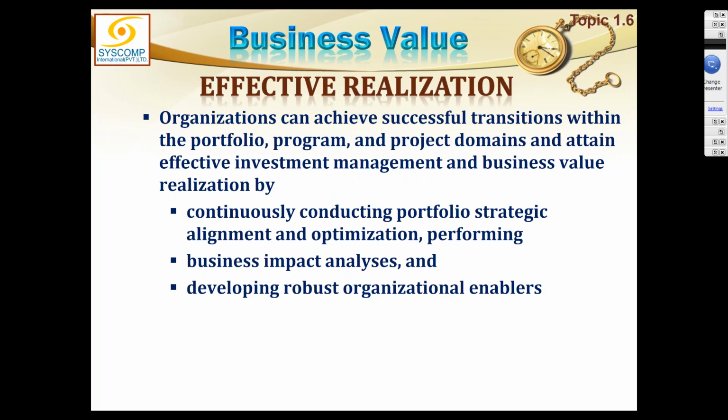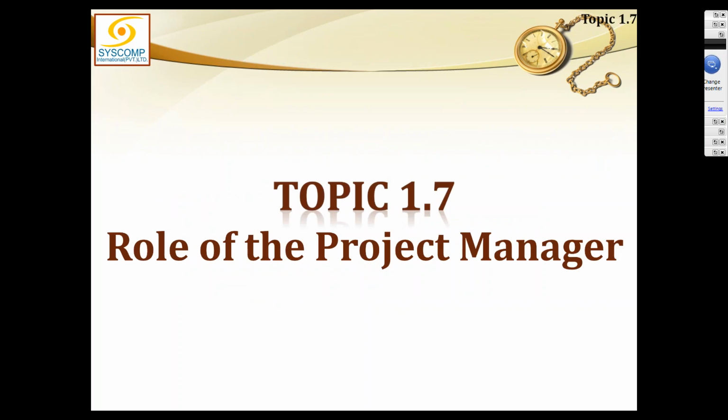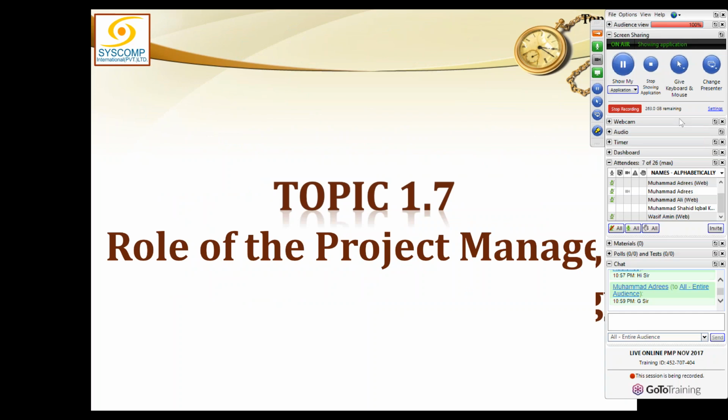So, for effective realization, organizations can achieve successful transitions within the portfolio, program, and project domains and attain effective investment management and business value realization. How? By continuously conducting portfolio strategic alignment and optimization, performing business analysis, impact analysis, and developing robust organizational enablers. So it is a summary of all. It will continuously conduct portfolio strategic alignment. So portfolio will be contributing, and we will be doing the business impact analysis, and ultimately we will be developing the organizational enablers, and ultimately there will be effective realization. So this is business value.